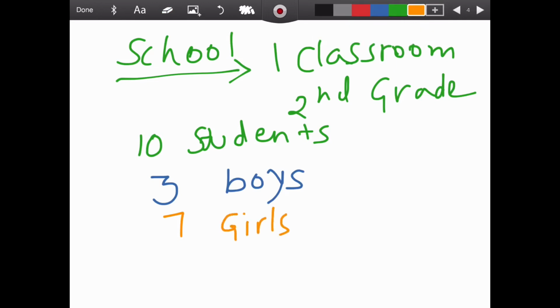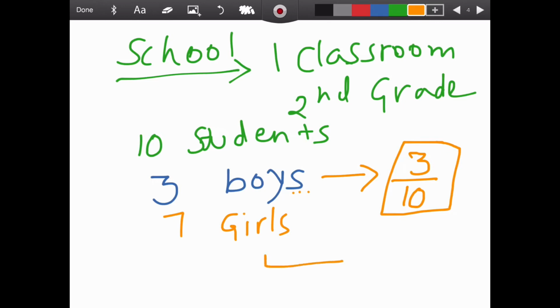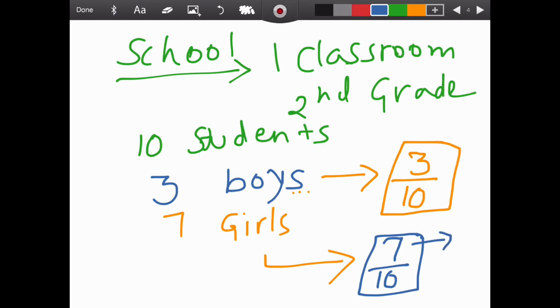Now how do I write the number of boys as a fraction? 3 boys out of 10 kids are there in that classroom. So if I have to write the number of boys as a fraction, it is 3/10. Now how about the number of girls? There are 7 girls out of 10 kids in the classroom. So the number of girls can be written as 7/10. Now 7 is the numerator, 10 is the denominator.